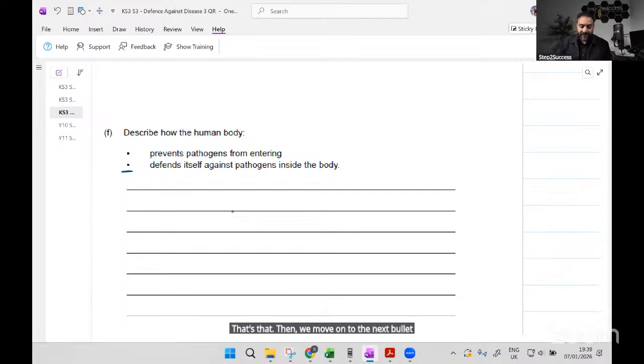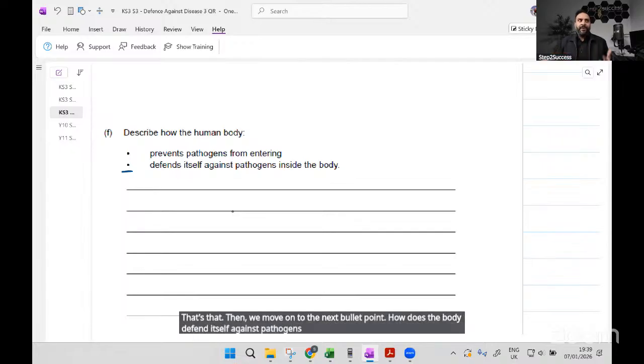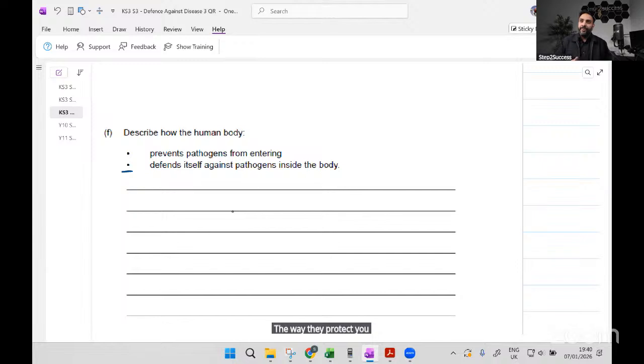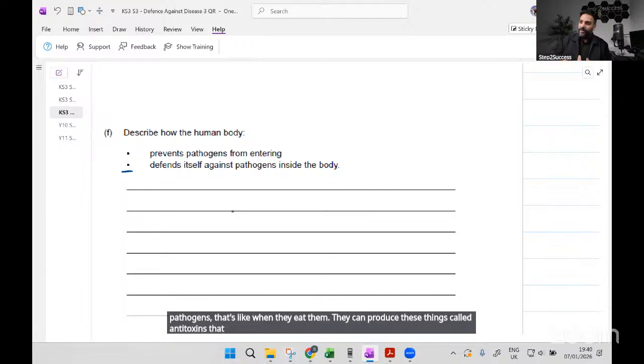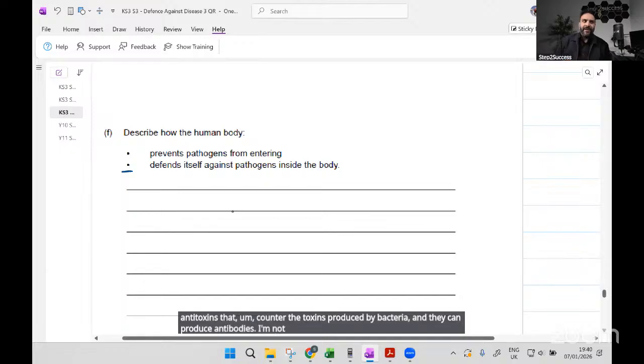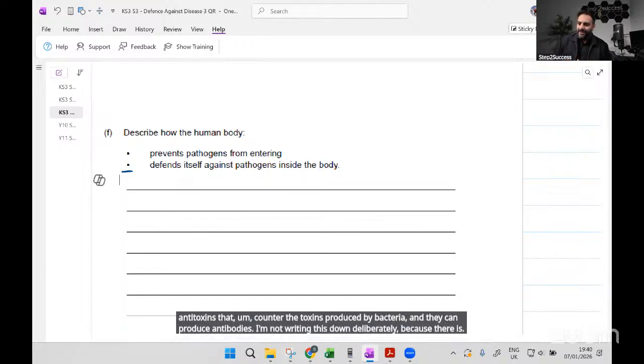How does the body defend itself against pathogens inside the body? You have white blood cells. The way they protect you from disease is three main ways. They can engulf and consume pathogens. That's like when they eat them. They can produce these things called antitoxins that counter the toxins produced by bacteria, and they can produce antibodies. I'm not writing this down deliberately because there is very little chance that this is not in your notes.